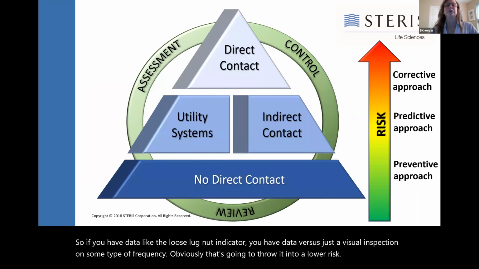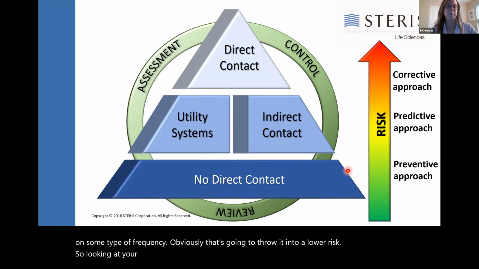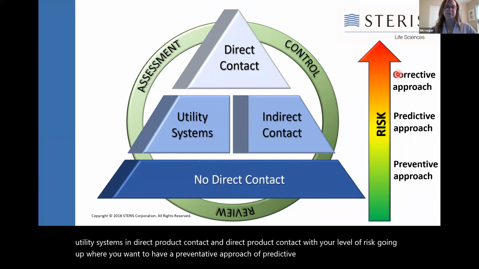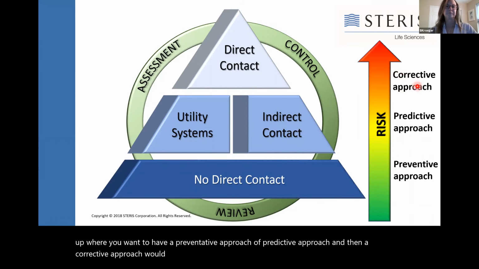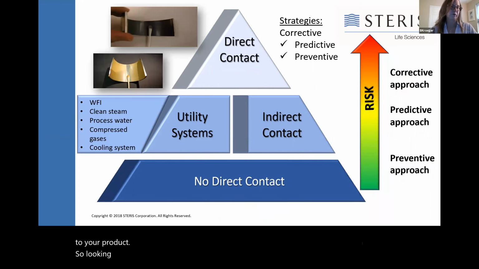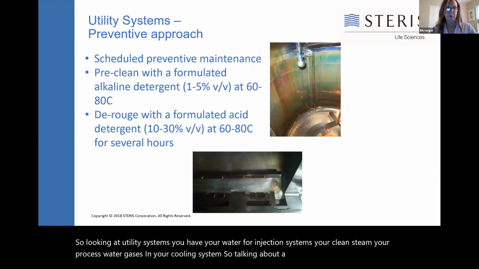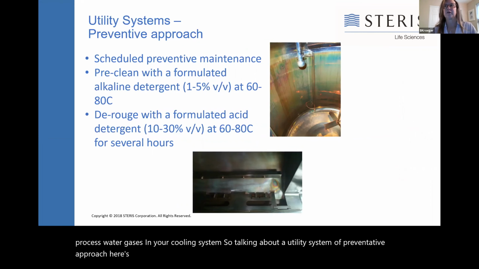So looking at your products, what I did is divide them up into no product contact, your utility systems, indirect product contact, and direct product contact, with your level of risk going up, where you want to have a preventative approach, a predictive approach, and then a corrective approach would obviously be more risky, and more risk as you move closer and closer to your product. So looking at utility systems, you have your water for injection systems, your clean steam, your process water, your gases, and your cooling system.